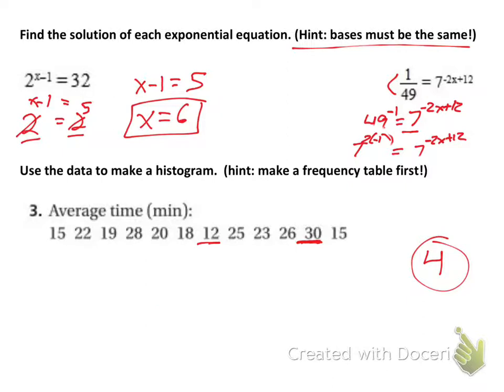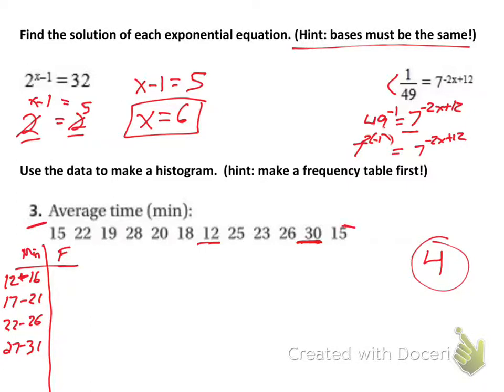So now I make my frequency chart. If they're going to be in 4s, this is my minutes. This is my frequency. So what I have to do is start with my lowest number, which was 12, and then plus 4, so it'd be 12 to 16. And then my next one would be 17 plus 4, to 21, 22 to 26, and then 27 to 31. Okay? So then I just have to take all my data and put it in here.